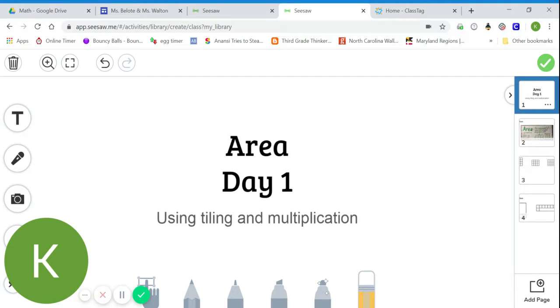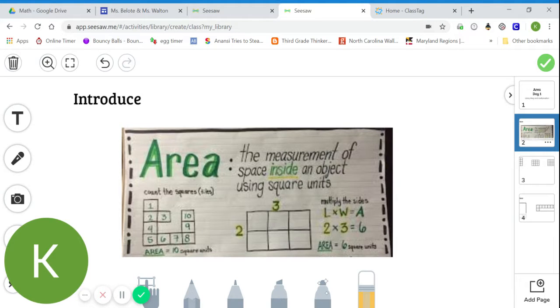Today we're going to be focusing on area. Actually, this whole week we're going to be focusing on looking at area. Today we're going to review what it means to tile and the equation for area. Let's take a look. Area is the measurement of space inside an object using square units.